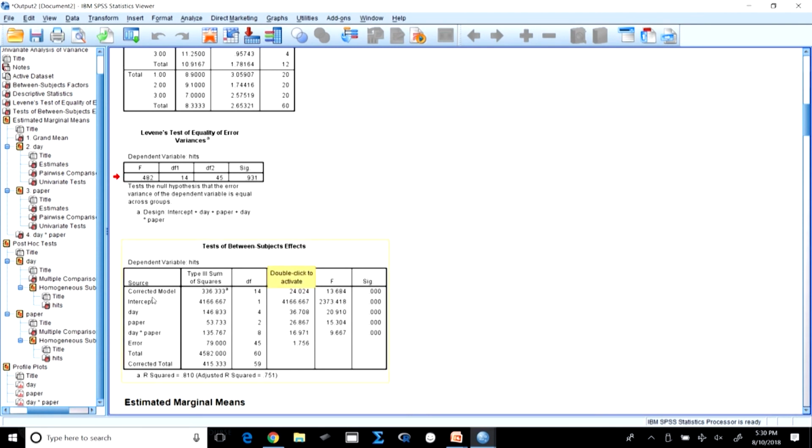The overall model we have seen is significant. Intercept, leave it. Now, coming to the day: is the day on which the advertisement is given, which results in its popularity, significant or not? Yes, it is significant. The F ratio is 20 and it is significant. Is the type of paper significant? Yes, it is significant. Is the interaction effect significant? Yes, it is significant. So, luckily this time we have got all 3 significant.